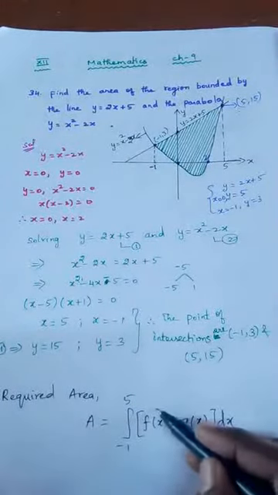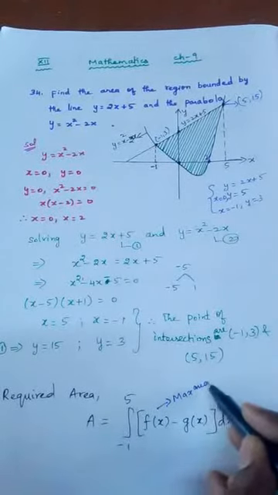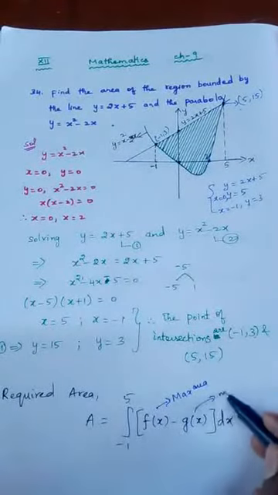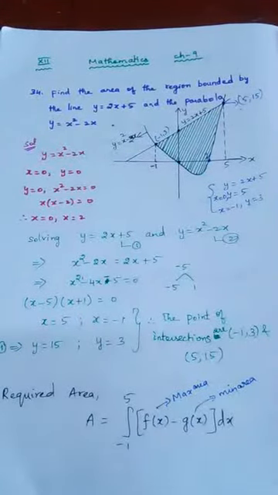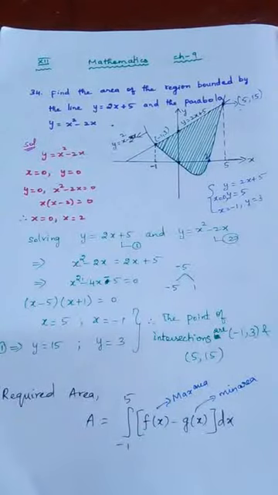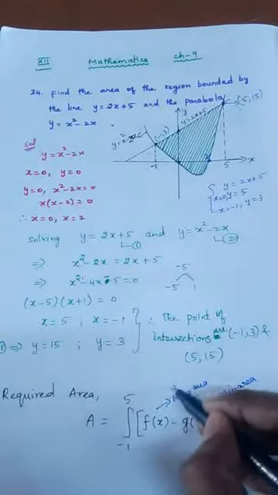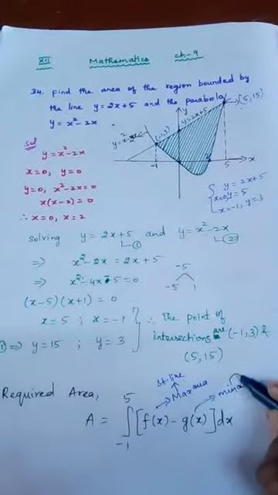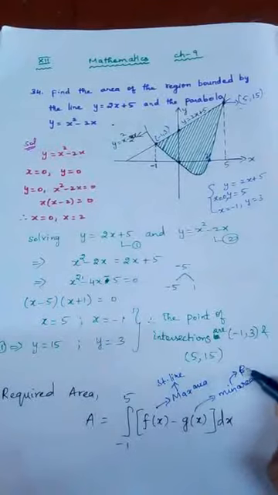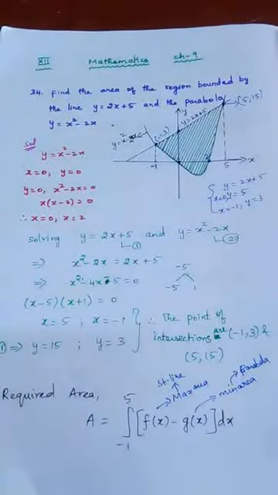So this f of x is nothing but the one which gives maximum area. What is g of x? The function which gives minimum area. Now which gives maximum area here? Straight line. Which gives minimum area? Parabola. Maximum area is given by the straight line, minimum area is given by the parabola.